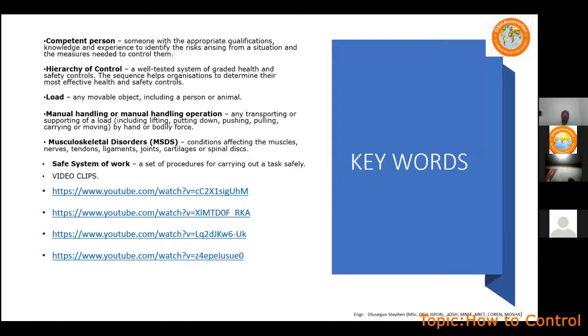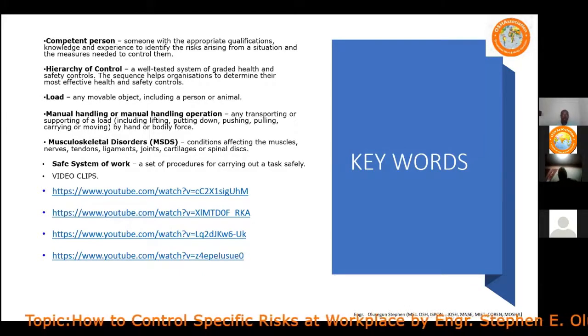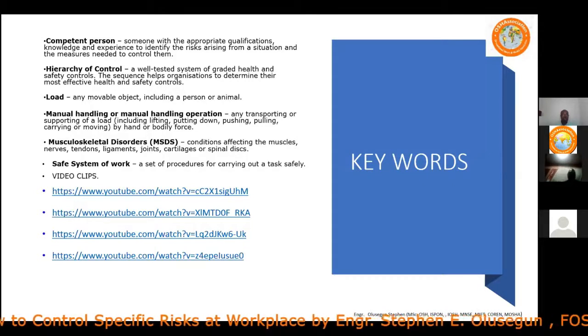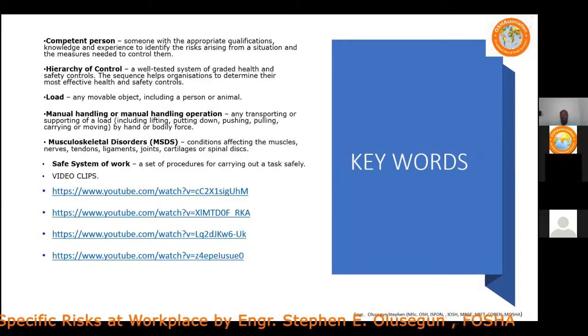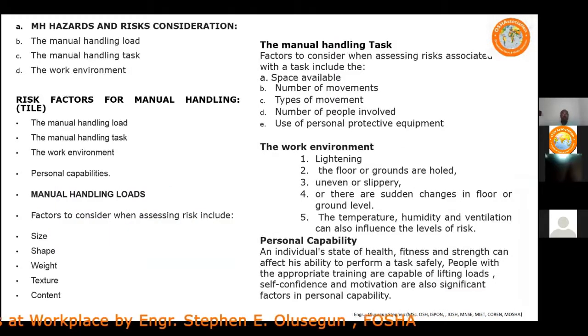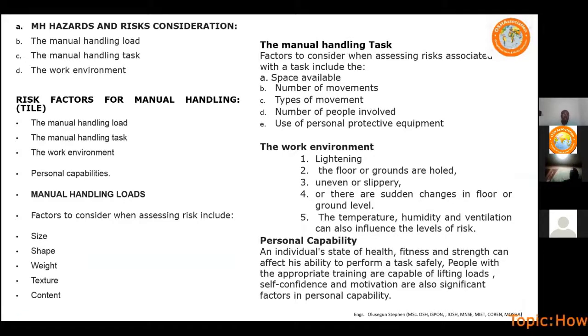So there are key words there: the competent person, the hierarchy of control, the loads, the manual handling, the MSDs, and the safe system of work. I put some video here. It's up to you to look at it later, but because of our time, we will not be able to deal with that. There are hazards I've just mentioned: the manual handling load. You need to consider the load, the manual handling task, and the work environment. It's a hazard, a manual handling hazard. The risk factors for manual handling include the manual handling load.